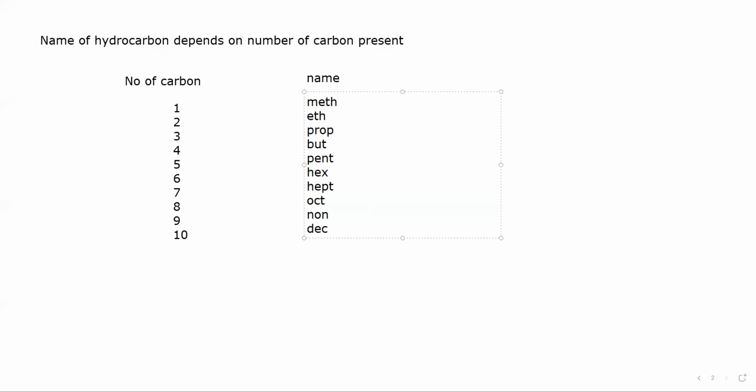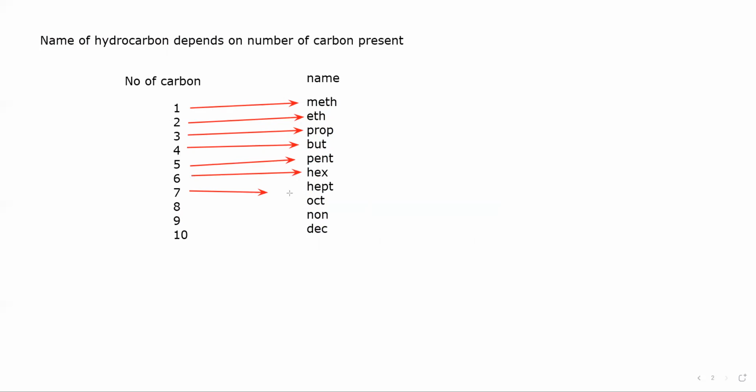So these are the prefixes which you will use: 1, meth; 2, eth; 3, prop; but, pent, hex, hept, oct, non. And decane, or dec, is for the 10th carbon. So you have to learn these prefixes, because they will help you identify the name or the type of hydrocarbon.